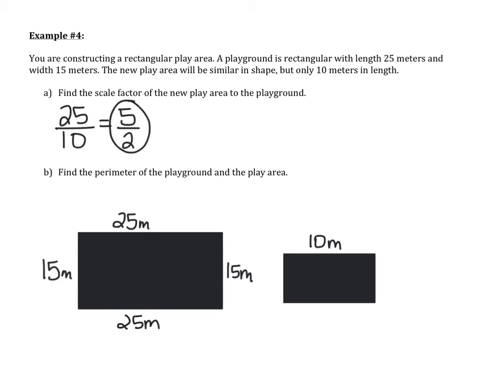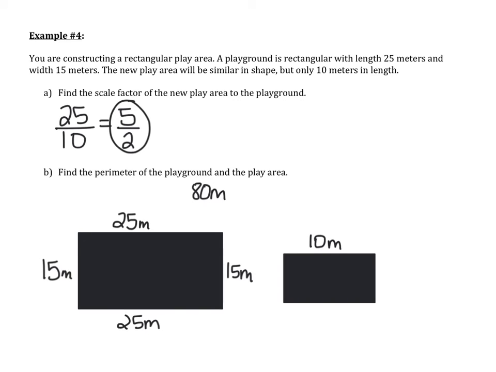So to find the perimeter, we're just going to add up all those sides. So 25 and 25 is 50, 15 and 15 is 30, so 50 and 30 together is 80. So the perimeter of the original playground would be 80 meters. Now let's find the perimeter of the play area.